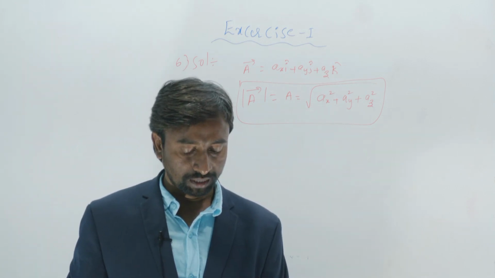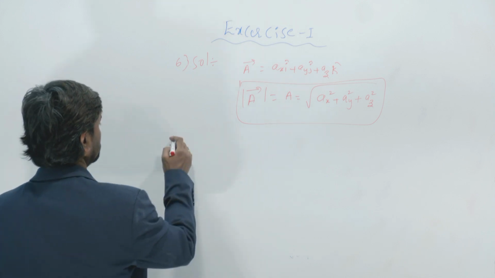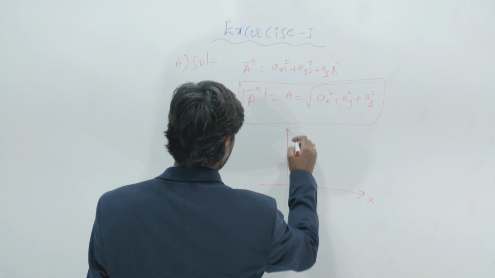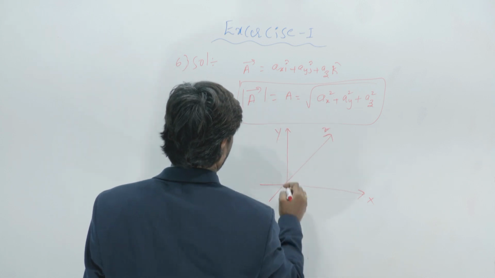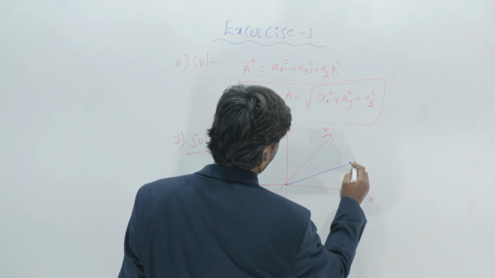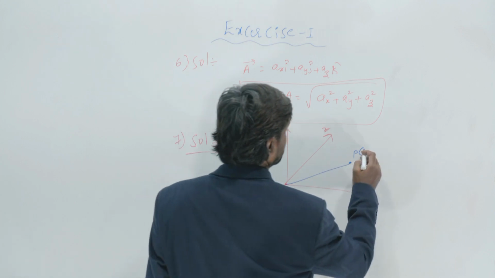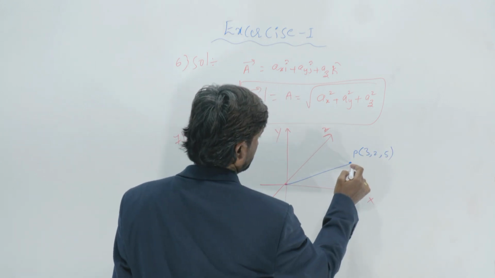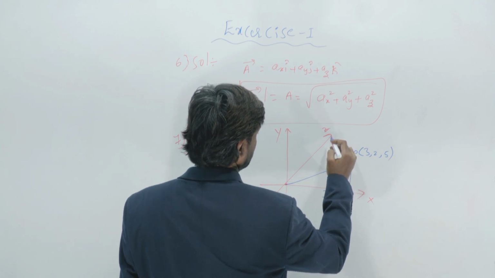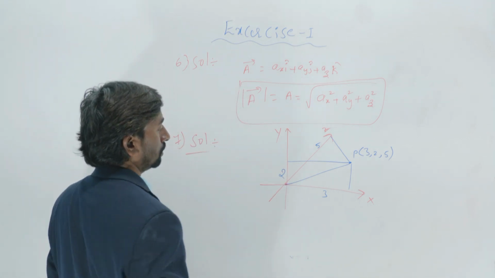Seventh one: the position of a particle in a rectangular coordinate system is (3, 2, 5), then what is its position vector? So in the coordinate system, a point is given. Let us consider the x-axis, y-axis and z-axis. Here a point P is given as 3 comma 2 comma 5. This is 3 here, and the distance along the z-axis is 5, and this is 2. Okay, so now this is the point.